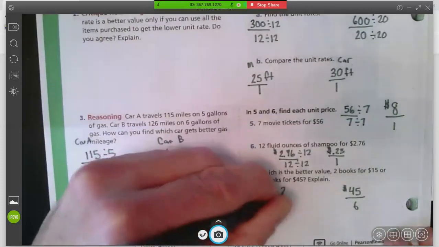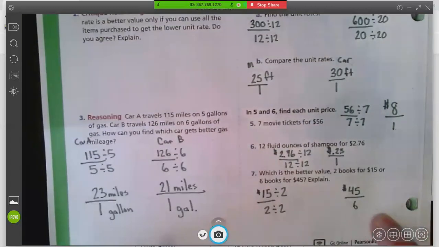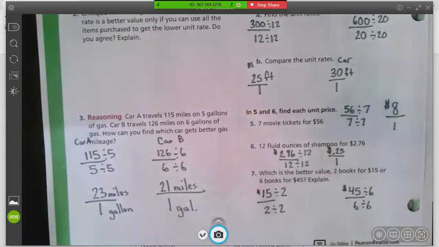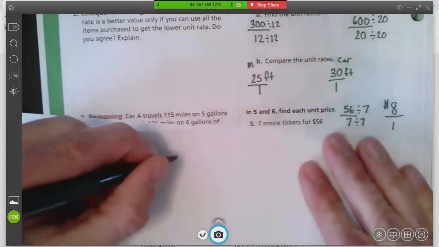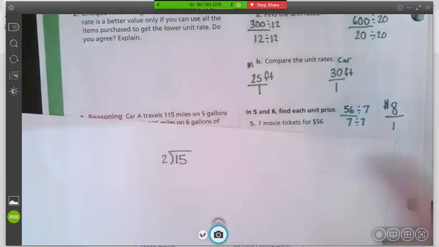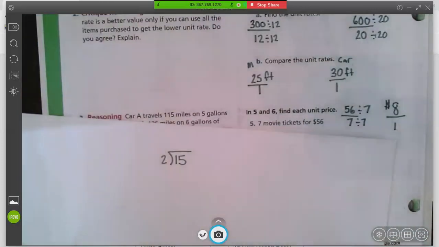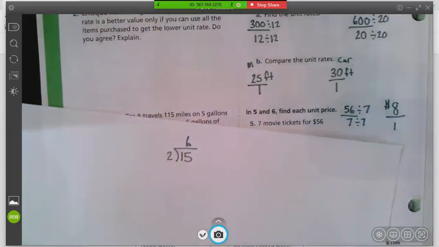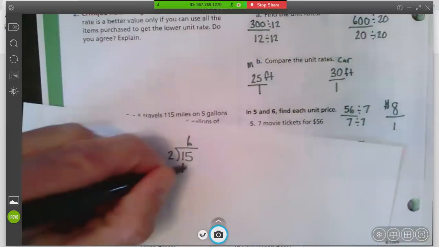You guys are doing a great job. What am I going to divide the other side by? 6. Excellent. I can tell you guys did your work yesterday. Very good. So first thing I'm going to do is 15 divided by 2. So how many times does 2 go into 15? 6. And what does that equal? 12.